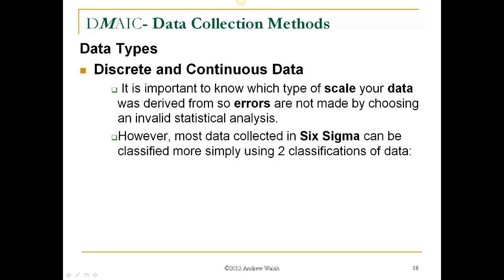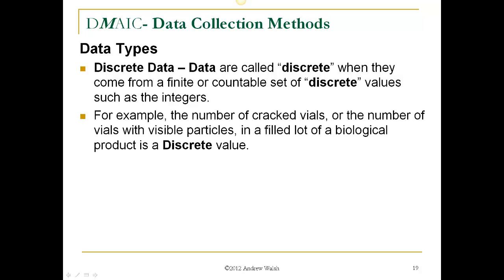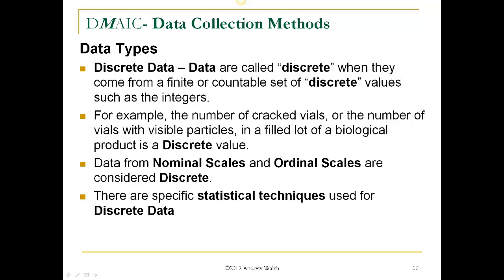It's important to know what type of scale your data was derived from, so errors are not made by choosing an invalid statistical analysis. However, most data collected in Six Sigma can be classified more simply into two types: discrete data and continuous data. Data are called discrete when they come from a finite or countable set of values, such as integers. For example, the number of cracked vials out of a total, or the number of vials with visible particles out of a total in a filled lot of biological products, is a discrete value. There's only so many of them. Data from nominal scales and ordinal scales are considered discrete. There are specific statistical techniques used for discrete data.